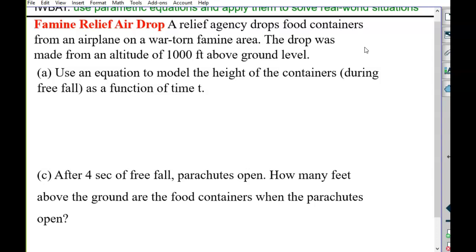Wait a minute. Are they talking about vertical motion, or horizontal motion? If something drops, is it moving left to right, or up and down? Moving up and down. So we're talking about vertical motion. We're going to talk about the y value, which was negative 16 t squared.